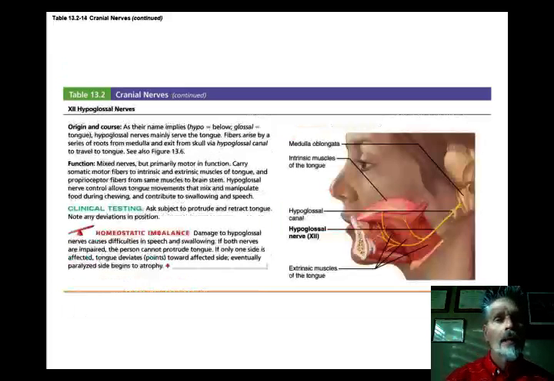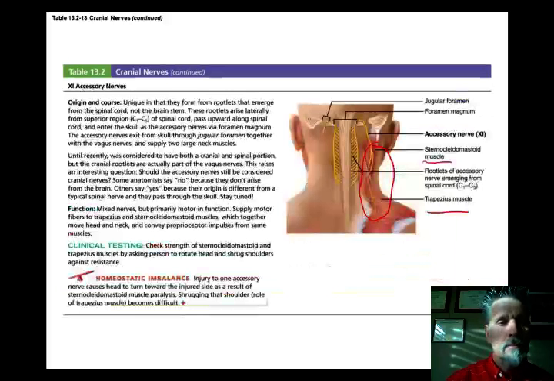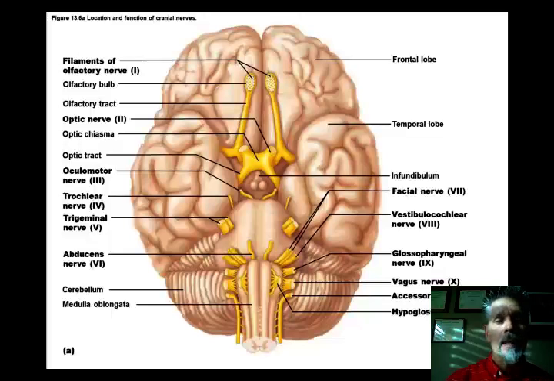Last one, hypoglossal. Remember, glossal means tongue. Hypoglossal, this is a lot of motor function that's innervating the bottom of the tongue, to be able to move it when you're chewing and things like that, as well as when you're speaking. And it also gives you sensory information. So that's cranial nerve number 12, hypoglossal. That's the accessory, and then hypoglossal. And there are those 12 cranial nerves again.